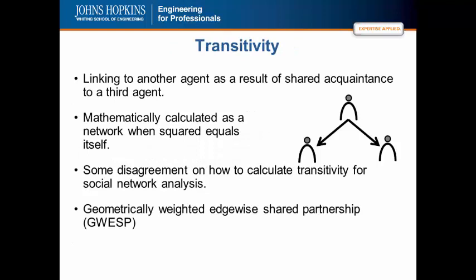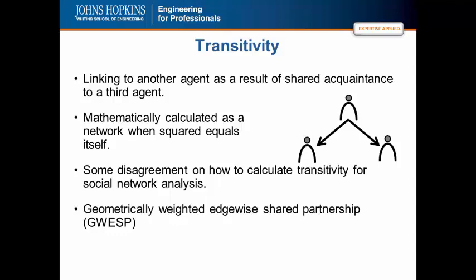The next social force we're going to discuss is transitivity. This is simply the idea that two people might be introduced or connected by a third party. There's a mathematical definition, which is if you multiply a network's adjacency matrix by itself and get the original adjacency matrix, that is transitive. We find that if you model or simulate networks based on this principle, you find a cohesive cluster and a bunch of isolate nodes, and it doesn't simulate well.